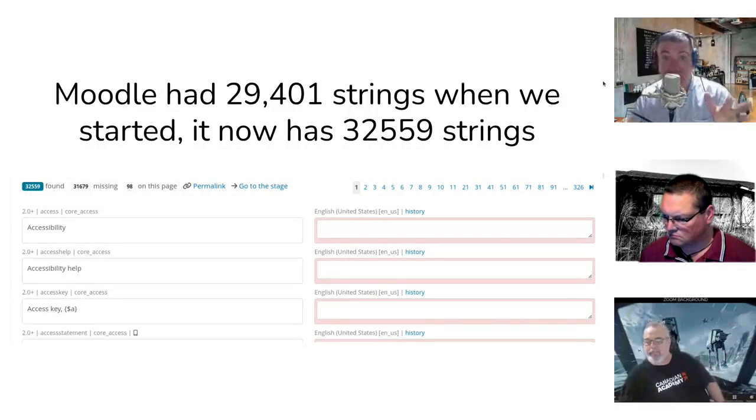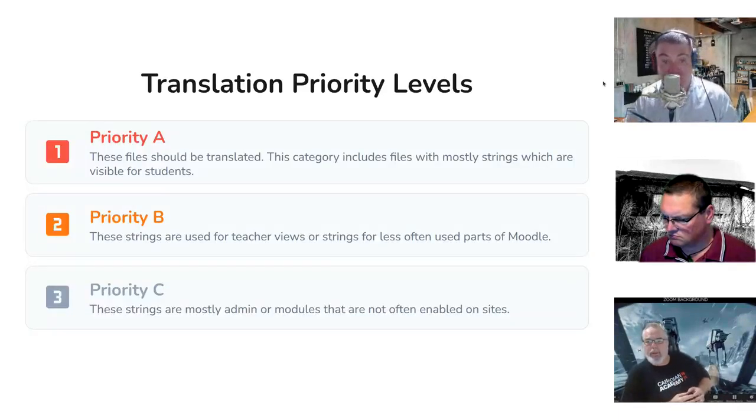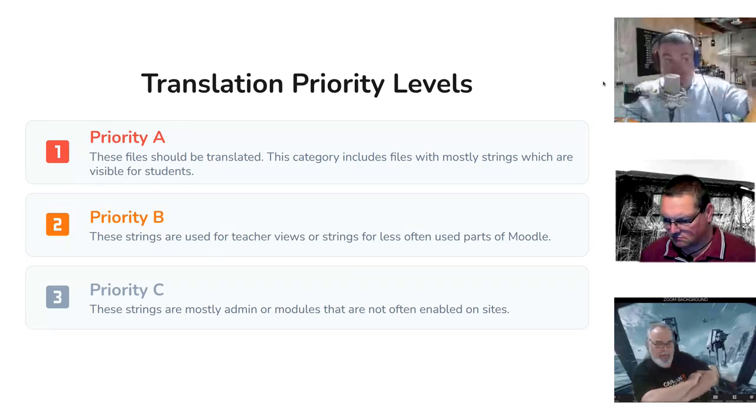Like I said, it had 29,000 strings. Now it has 32,559. This was taken from the US page. And this is the priority we set. Files should be translated, all the strings visible to students, all the other parts of Moodle, and then admin modules if they had time. They never went to 100%. Some packages don't go to 100%. Other packages, like the Japanese package, are maintained constantly at 100%.